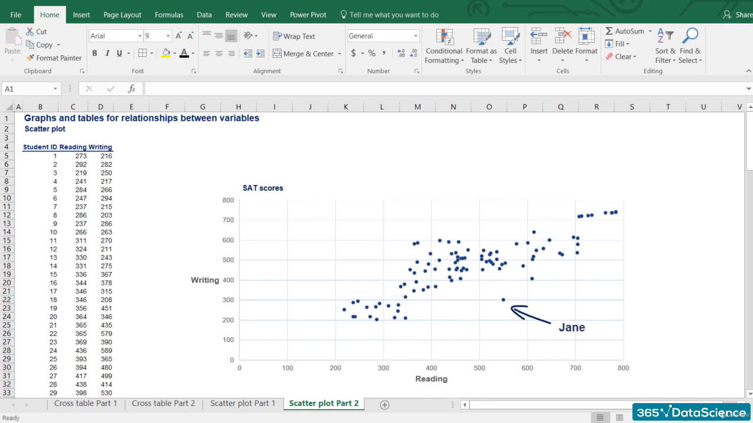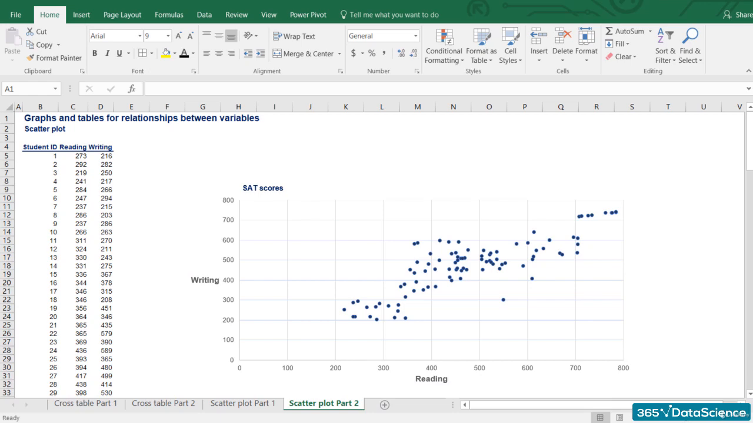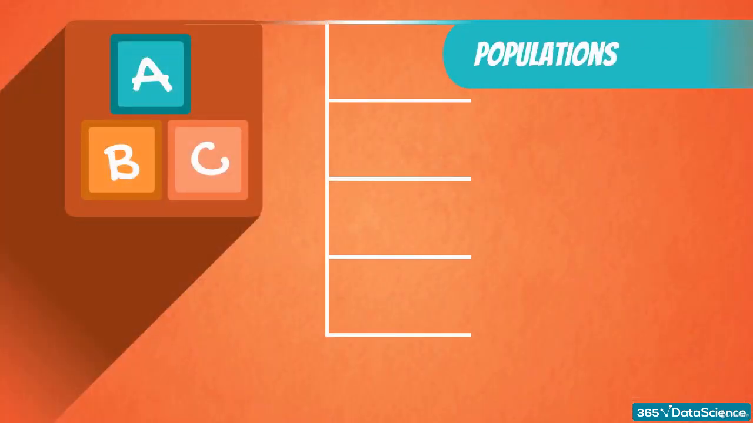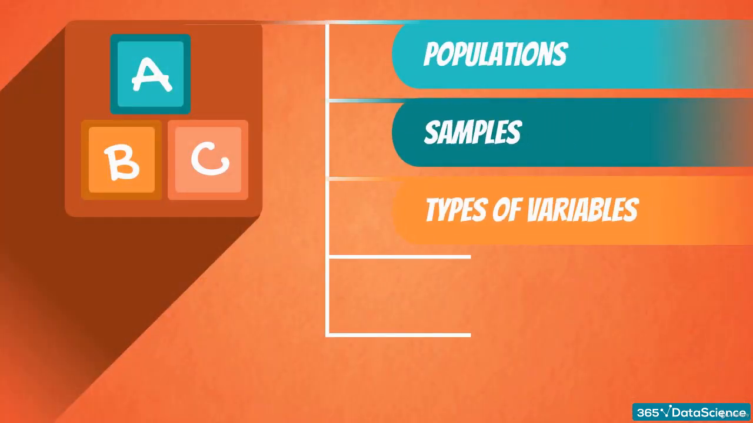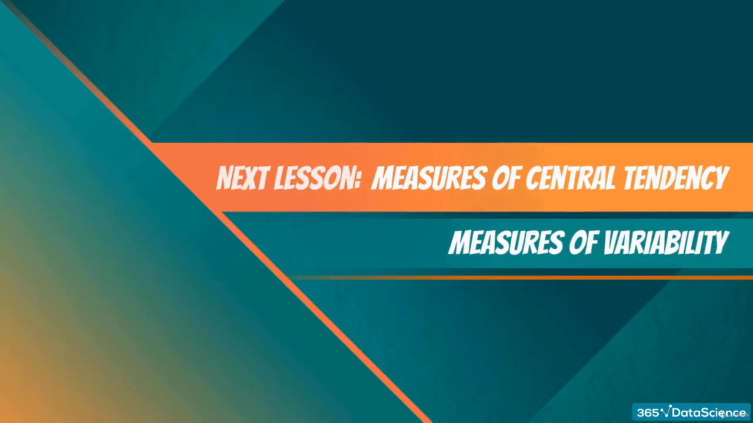Finally, we have Jane from a minute ago. She is far away from every other observation as she scored above average on reading but poorly on writing. This observation is called an outlier, as it goes against the logic of the whole dataset. We will learn more about outliers and how to treat them in our analysis later on in this course. So, we have gone through the basics. We have covered populations, samples, types of variables, graphs, and tables. And it is time for us to dive into the heart of descriptive statistics, measurements of central tendency and variability.